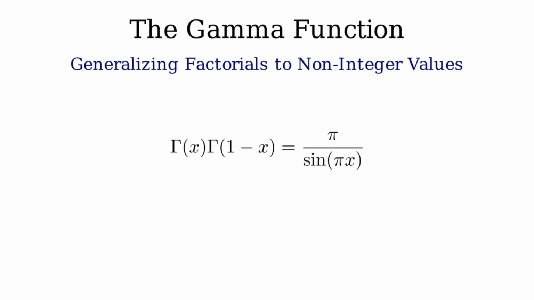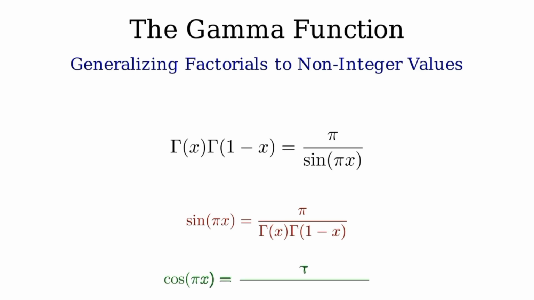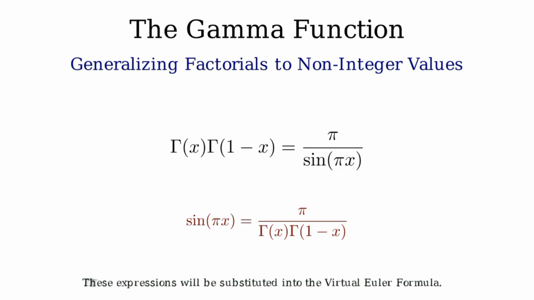From this, we can rewrite sin(πx) as π / (Γ(x)Γ(1−x)). Similarly, there's an analogous identity for cosine: cos(πx) = π / (Γ(1/2 + x)Γ(1/2 − x)). These expressions are going to help us transform the virtual Euler formula into something even more powerful.